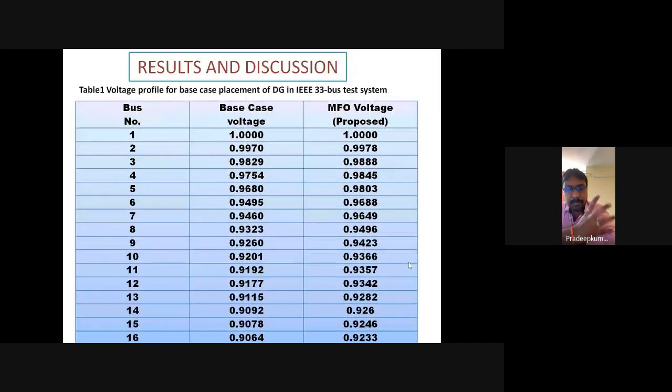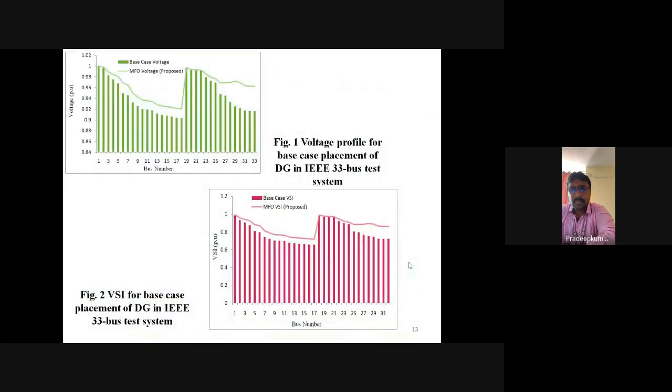Now, after applying the moth flame optimization for placing the best DC, we obtain the results. Here, Table 1 represents the voltage profile for the base case placement of DC in the IEEE 33 bus system. As already explained, we place the best DC in two test systems, that is the IEEE 33 and IEEE 69 systems. Now these are the results, and the corresponding simulation results for getting the outputs.